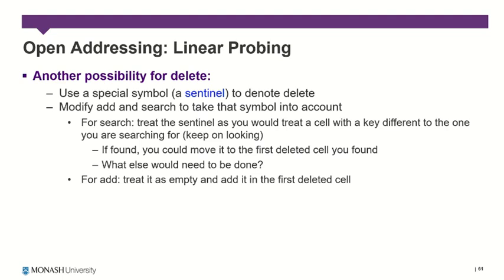That means we just reduce our chains, because the more deleted cells or sentinels that we have in our hash table, that's going to mean that we have longer probes. So by moving the item or adding it to deleted cells means that we reduce our chains. Keep in mind, this approach only works for adding. Think about what you would need to do if you are handling an update.